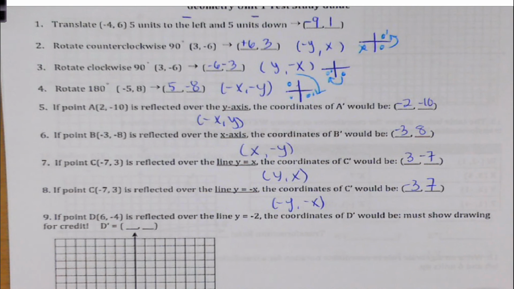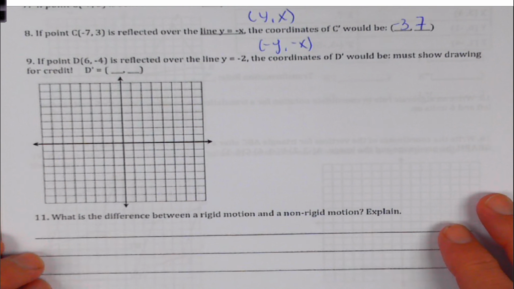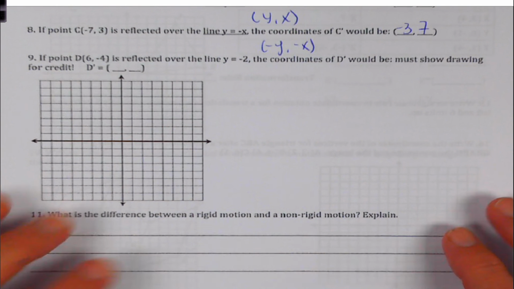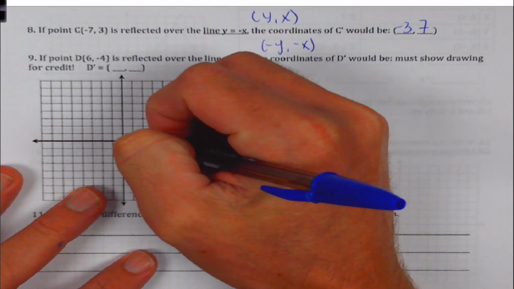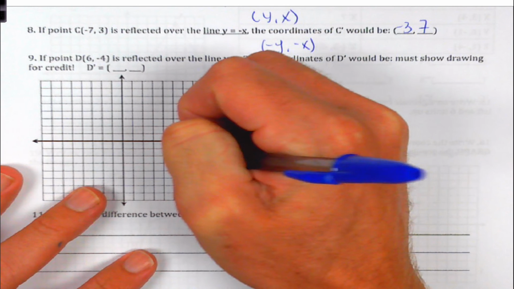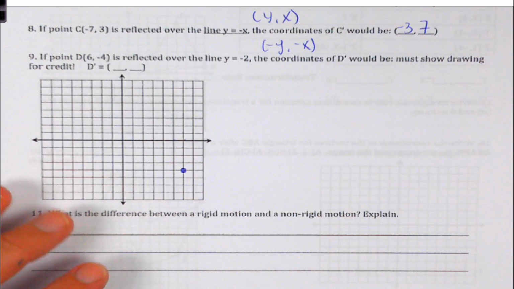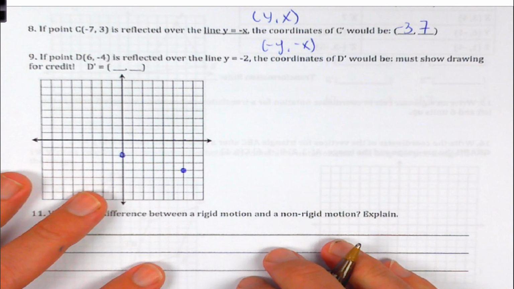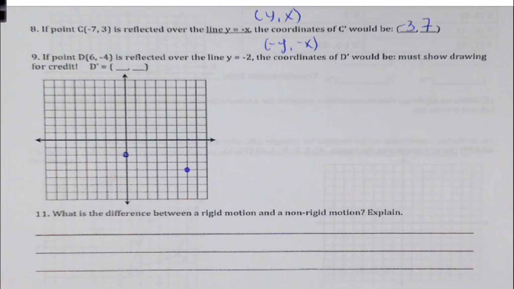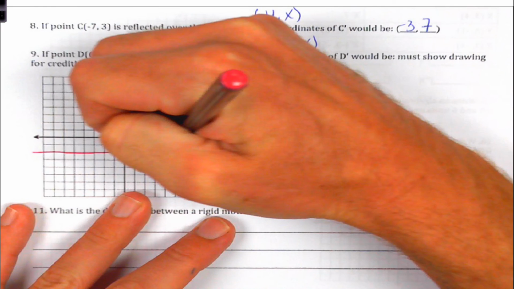Okay, so just a quick way you could check. You will have graph paper for your test. If point D is (6, -4), 1, 2, 3, 4, 5, 6, and then 1, 2, 3, 4. Reflect over y equals -2. So to find y equals -2, I just graph y equals -2 and then ask myself, is this horizontal or vertical? Well, if it was vertical, that would be the y-axis, which I know is not the right answer, so it has to be horizontal.